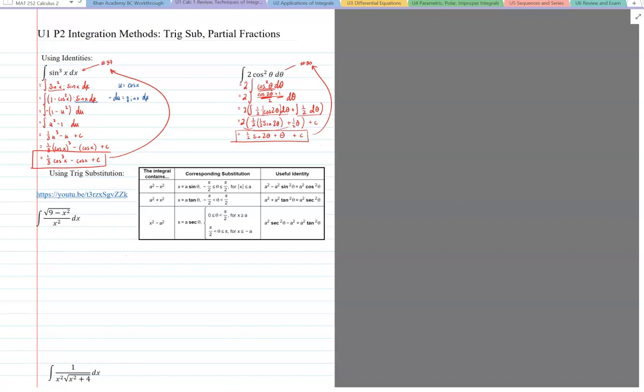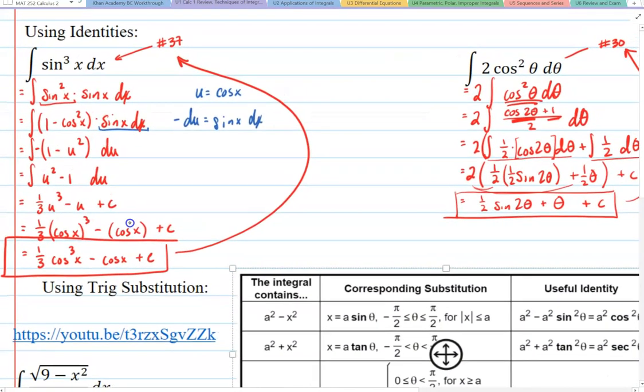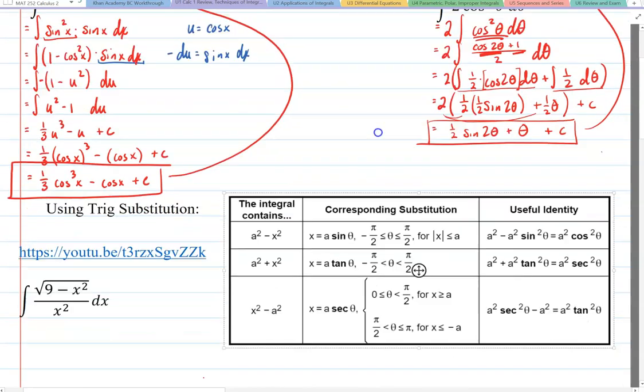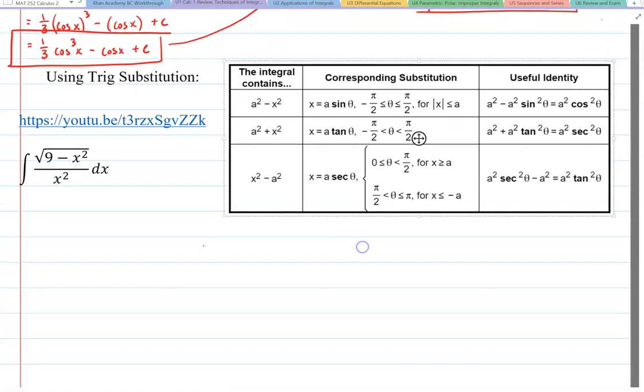In this video, I'd like to continue the discussion on new integration methods, especially those that involve trigonometric substitutions. Now, in the last video, we talked a little bit about trigonometric identities and how they can be used to rewrite an integral and make it easier to work with. This new technique is what's called trigonometric substitutions.